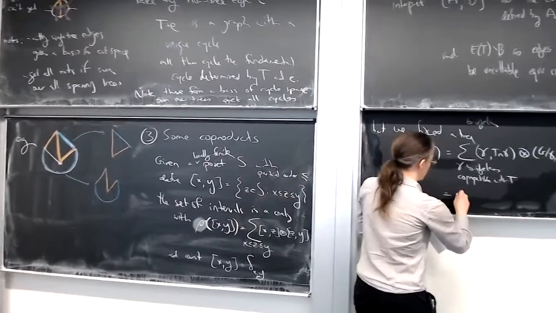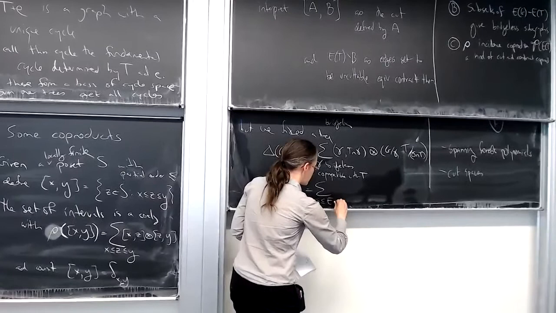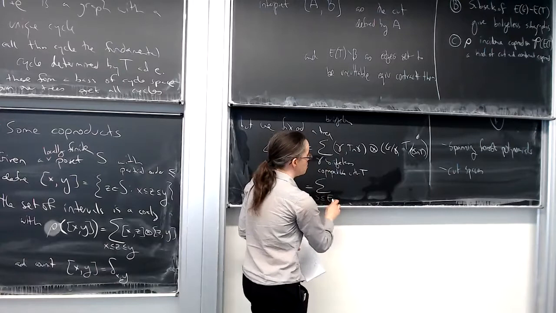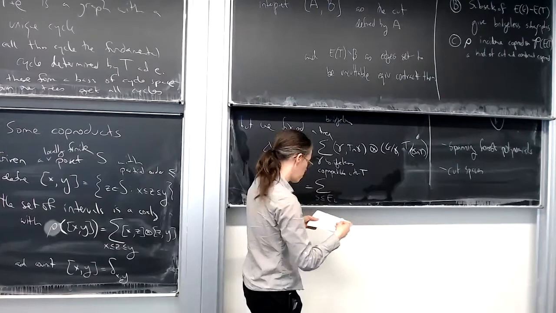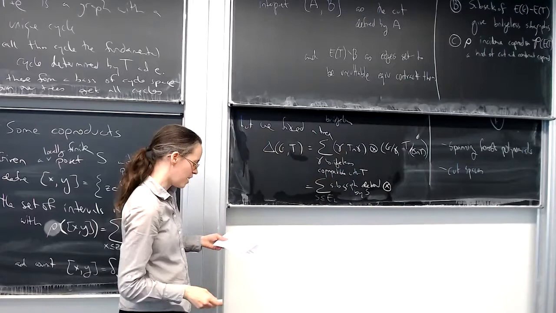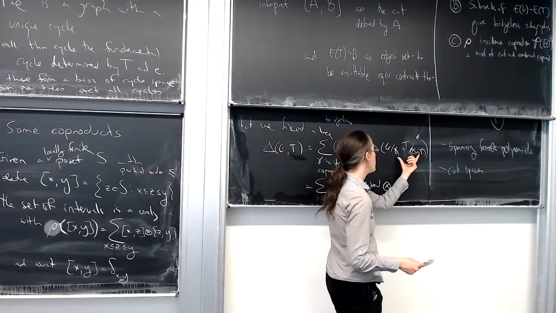I can write it as a sum over just subsets of E_L. I'm not going to define notation for this, but if we have a subset S of the non-tree edges, that gives me a subgraph. So this is just a subgraph determined by S. On the other side, it's the cograph determined by E_L minus S, because once you know what S is, you know what you want to contract. And so that also determines the cograph.